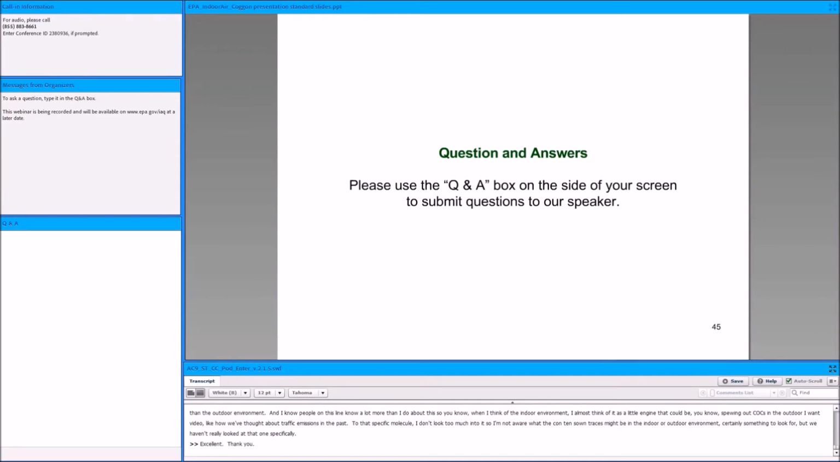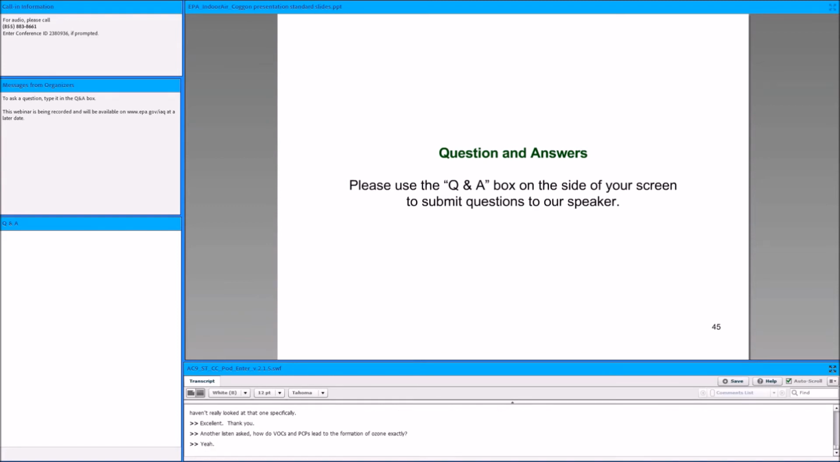Another listener asked, how do VOCs and VCPs lead to the formation of ozone exactly? Yeah, so the recipe for ozone formation is you need VOCs, NOx, and sunlight. And so all types of VOCs contribute to that soup, contribute to that recipe. So, you know, typically in like the Northeast, for example, isoprene, which comes from biogenic sources such as trees, is one of the dominant sources of ozone.